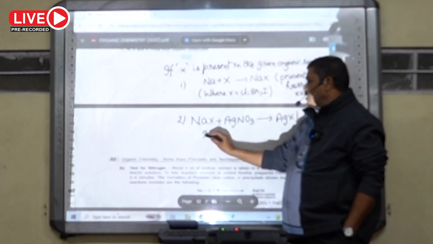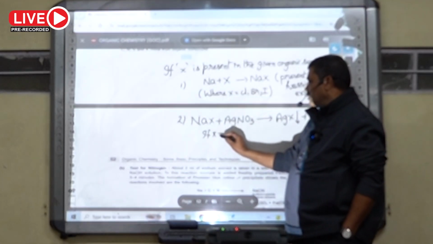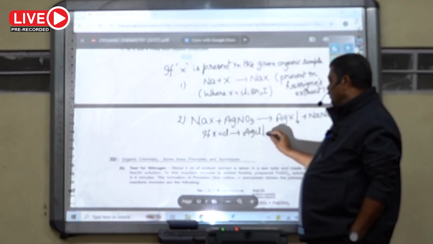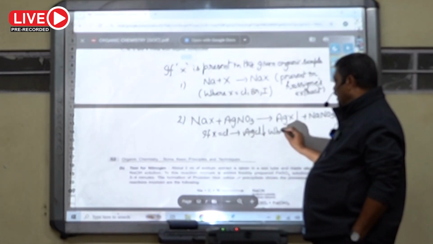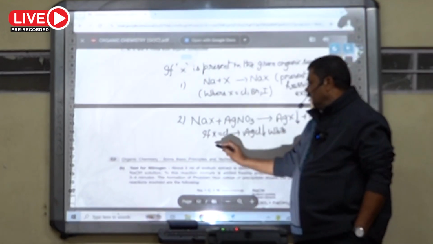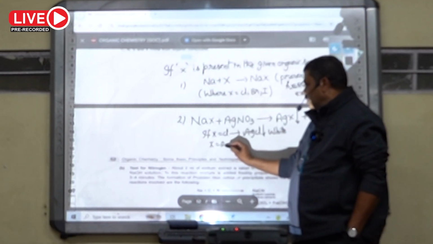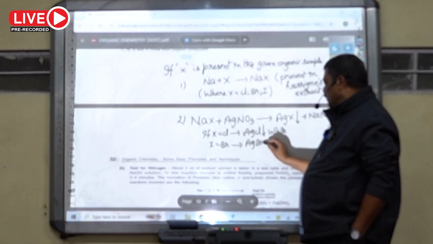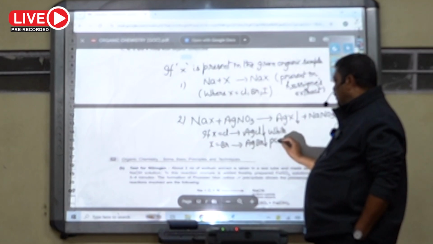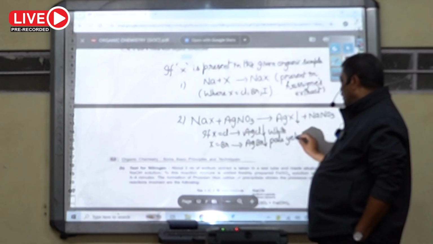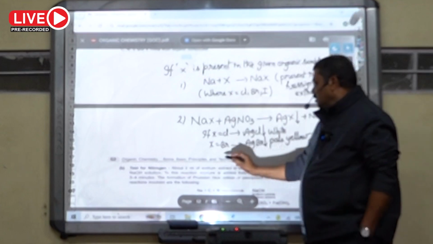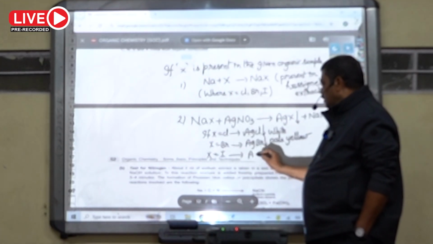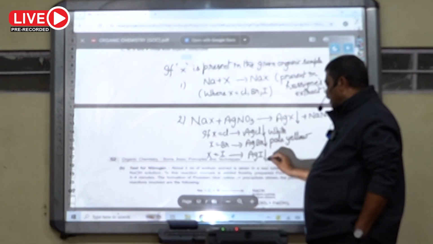If X is equal to Cl, the precipitate will be AgCl, a white precipitate. If X is equal to Br, you will get AgBr precipitate, which is pale yellow. If X is equal to iodine, you will get a bright yellow precipitate of AgI.